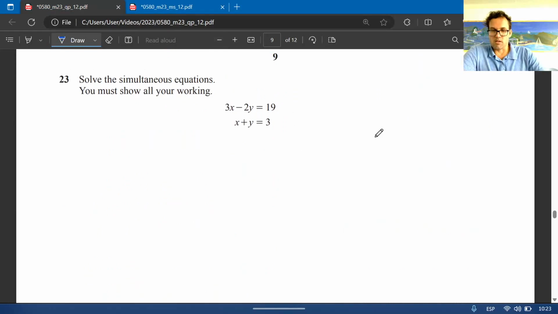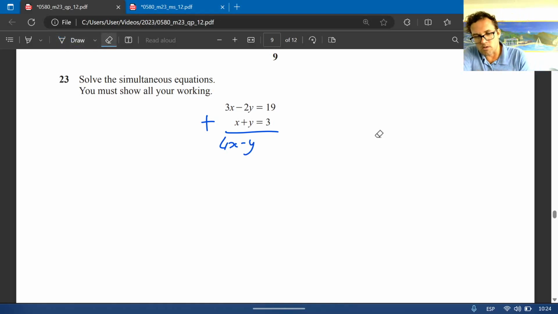Solve the simultaneous equations. Now look what they've done. They've already lined up the equal signs nicely, the numbers, the y's, the x's, everything is lined up. That means this is ready for the elimination method. In the elimination method, we add or subtract the two equations together. Only problem is, if we add these, we'll get 4x and 2y plus y is 3y. I haven't eliminated anything. The elimination method wants you to get rid of an x or a y. So adding is not going to work.